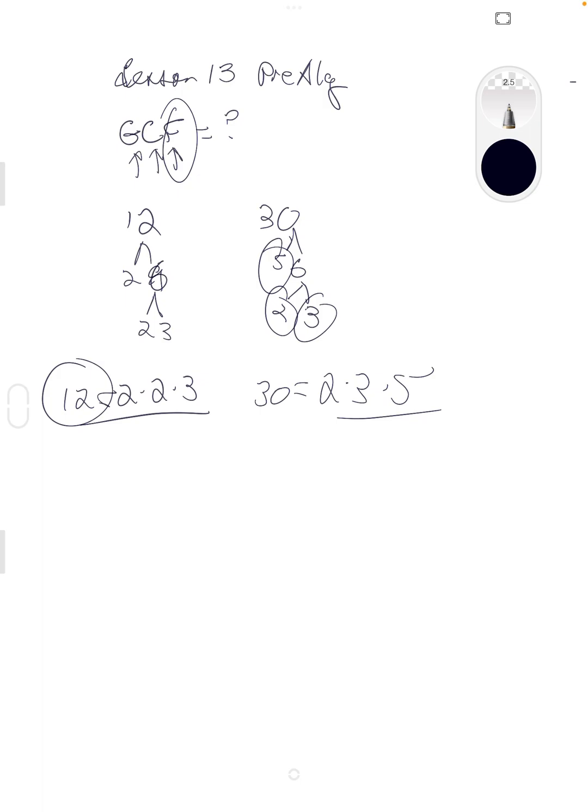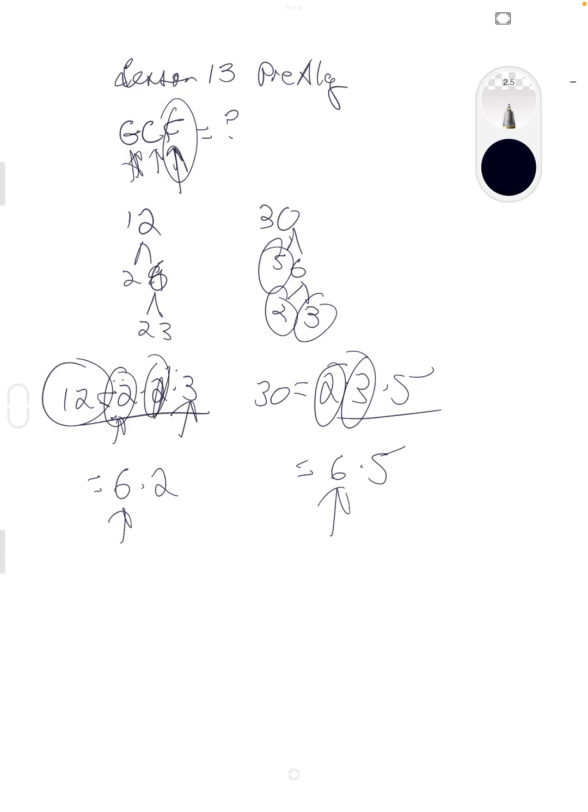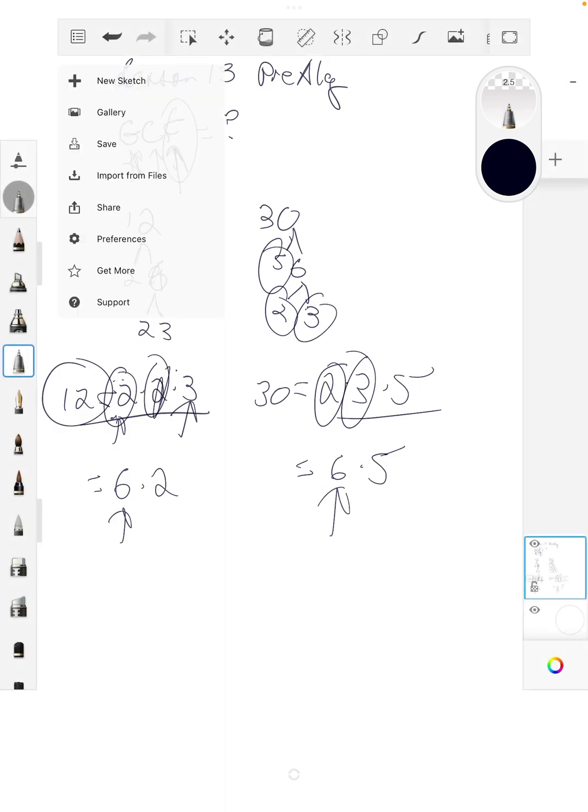Okay, so if I say what's the greatest common factor, I factored it. What's common? Well, a 2 and a 3 is common. There's a 2 and a 3, and that's what's common. So now for the greatest, what's 2 times 3? 6. 6 times 2 is 12, and 30 is equal to 6 times 5. So the greatest common factor is 6. Okay, it was a little confusing in my explanation, but I'll do a couple of these and it'll make a little bit more sense.